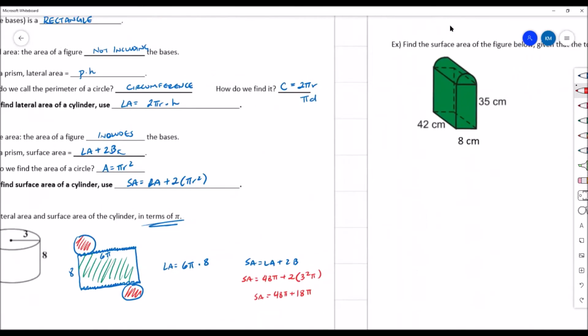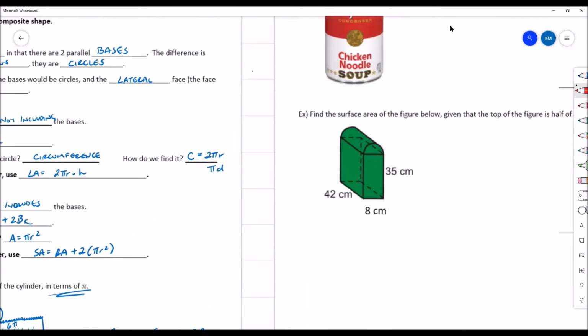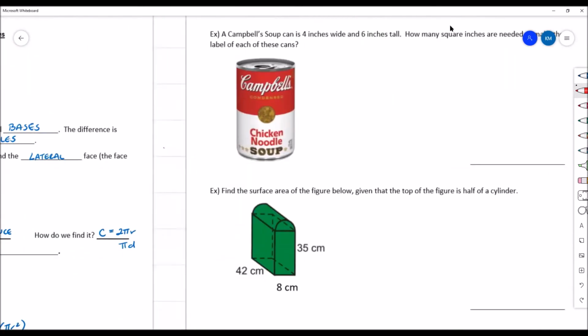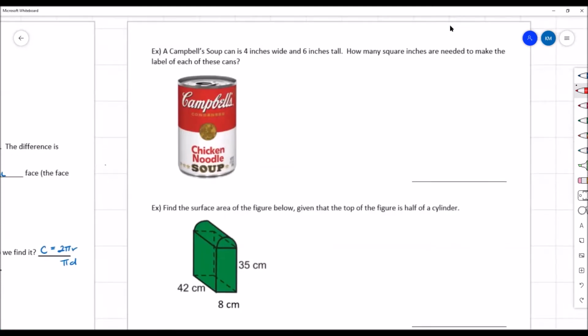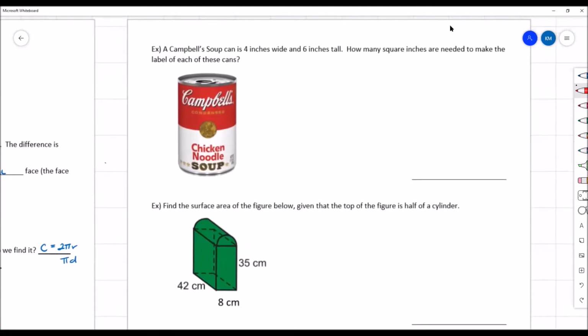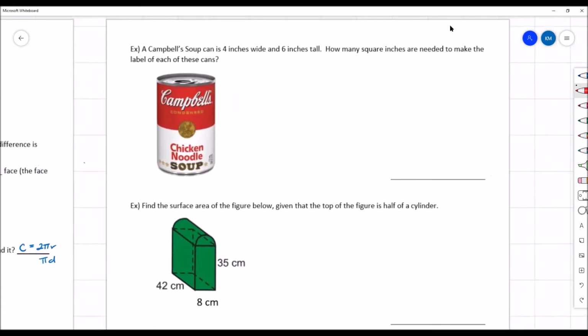A lot less variance here because in the cylinder, all of our bases are going to be circles. With prisms, we were dealing with squares and triangles and rectangles and hexagons and octagons, and so a lot less variance here.